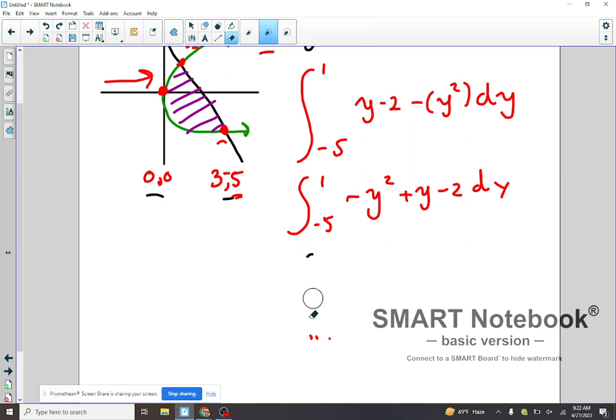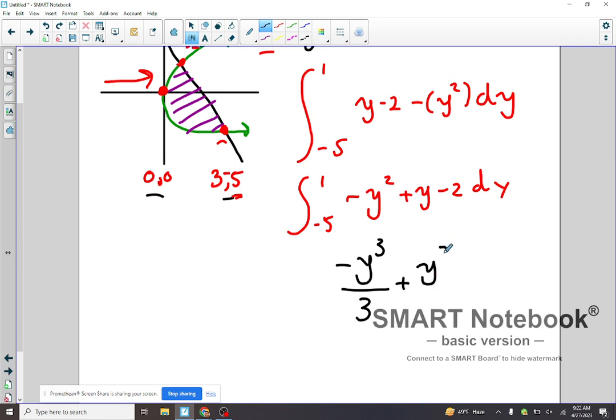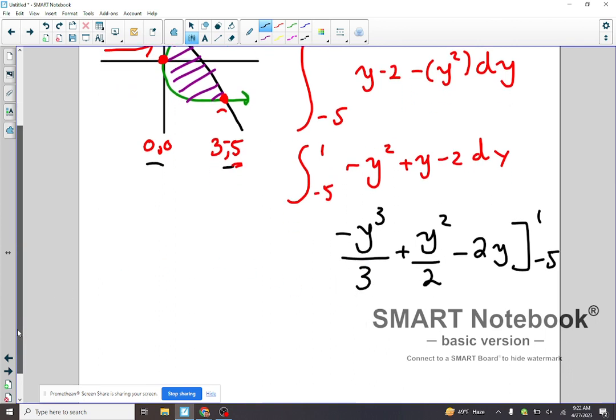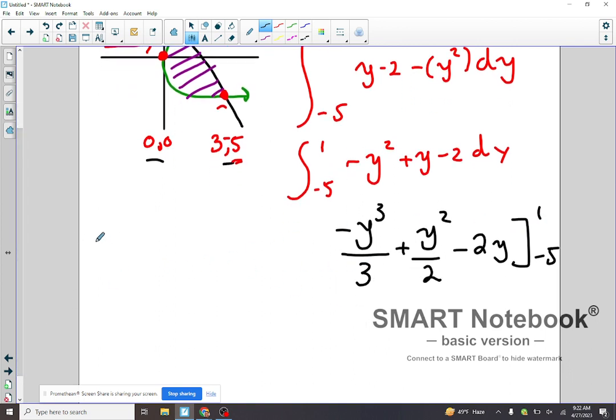No, we're anti-deriving now. So the antiderivative of this is negative y to the third over 3 plus y to the second over 2 minus 2y from 1 to -5. So let's actually plug in the 1. Negative 1 over 3 plus 1 over 2 minus 2, subtracted by the second part, the -5.